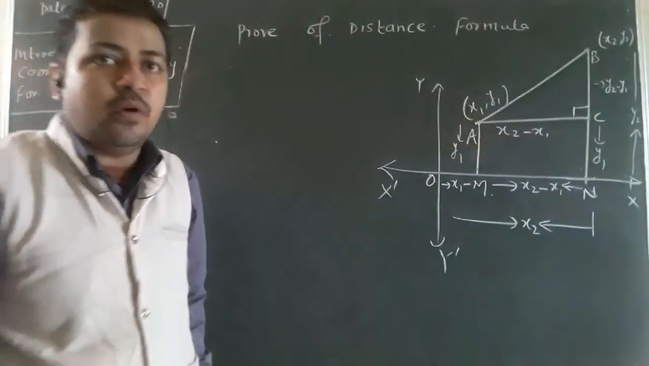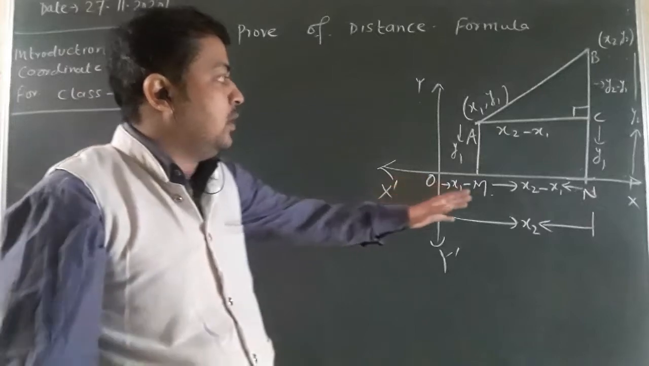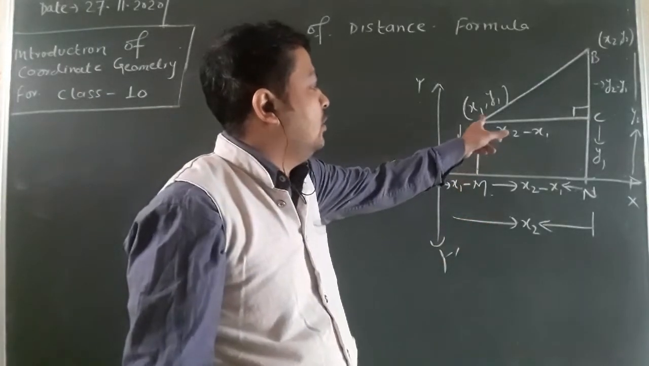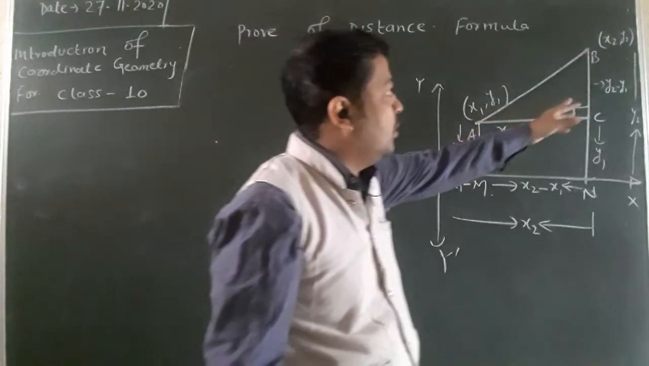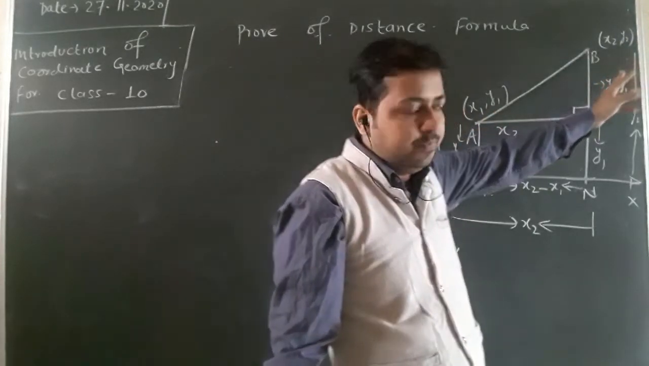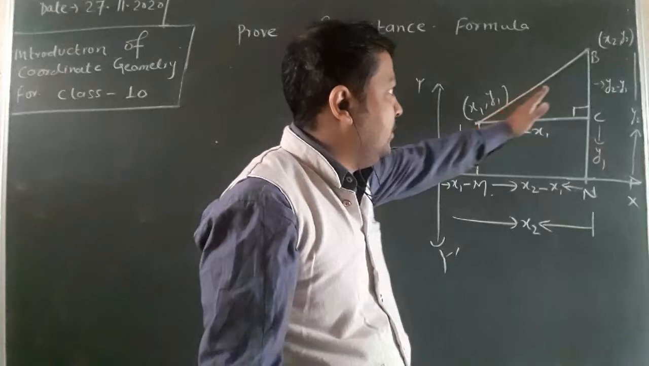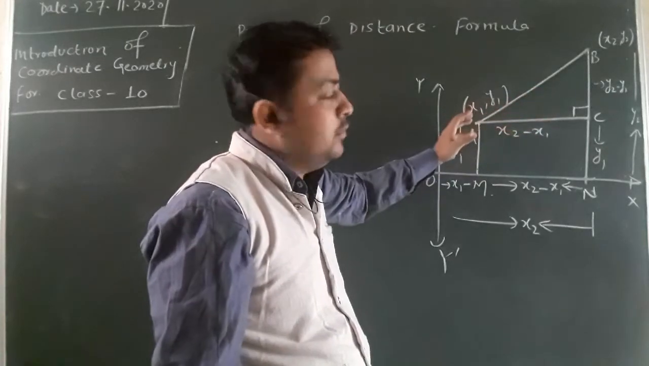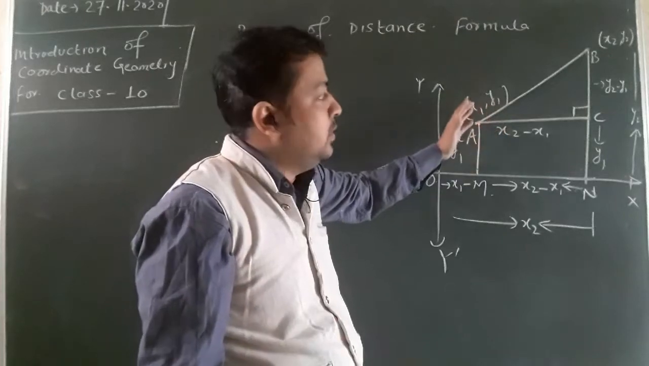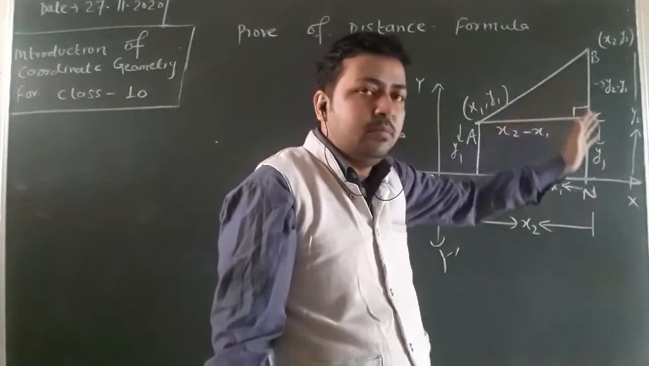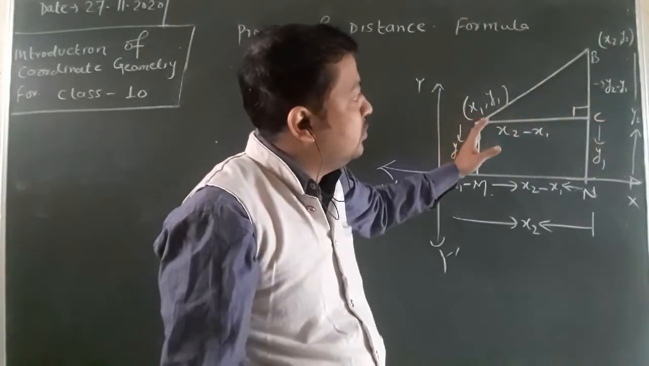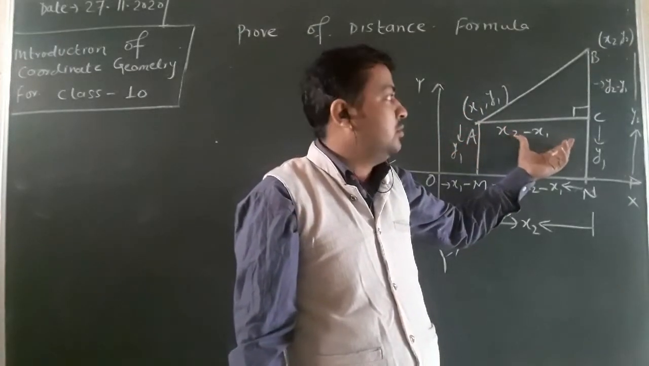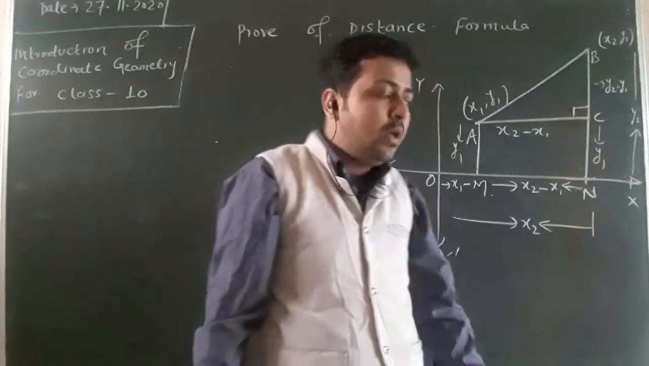Let's go to the proof of the distance formula. First of all, I have drawn the xy plane. The coordinates of point A are x1, y1 and the coordinates of point B are x2, y2. You have to find the length of AB. For this I have made a triangle, and I will use the Pythagoras theorem, that is AB square is equal to AC square plus BC square. For this, I have to know the length of AC and the length of BC.